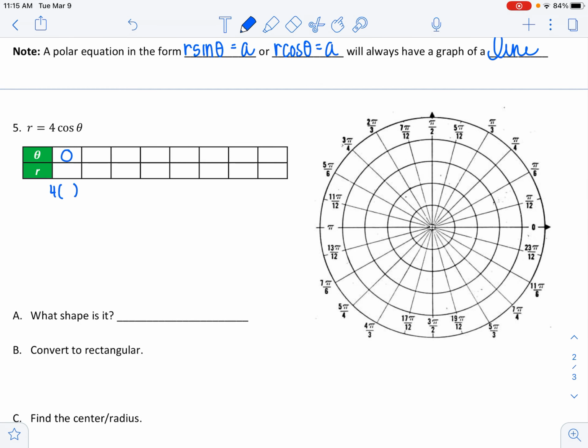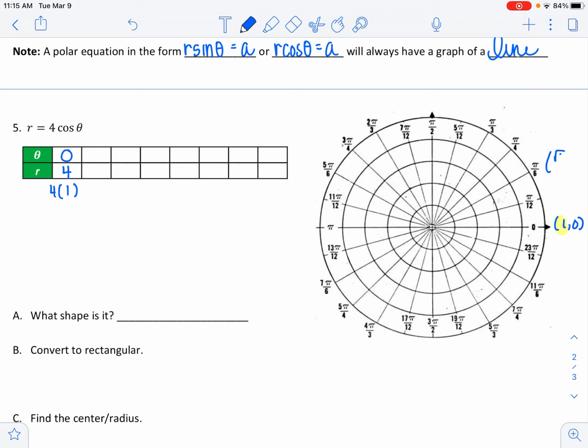All right, so I want to know what 4 times the cosine of theta is, where I picked theta as 0. So I need to know what the cosine at 0 is. This is the ordered pair 1, 0. Cosine is the x value. So it is 1. 4 times 1 is 4. So I have the point 0, 4.